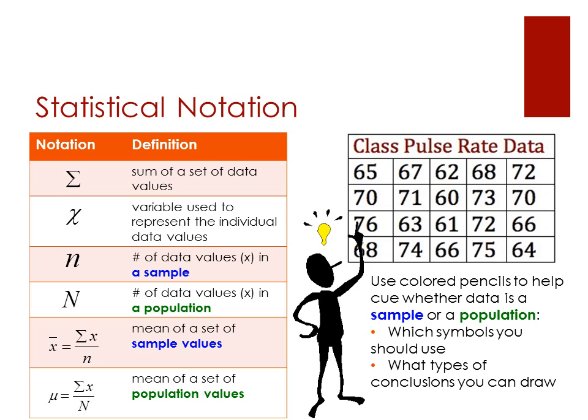So I have an important suggestion for you all to keep these things straight in your brain as you're going through and working on the problems. I suggest that you use different colored pencils or ink to indicate whether what you're working with is from a sample or from a population. This will help you keep track of what symbols you should be using and also the conclusions you can draw.